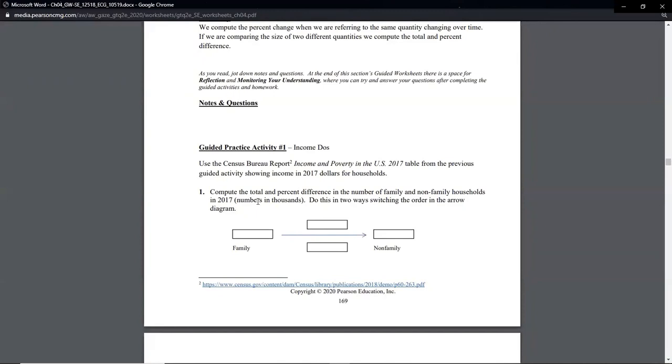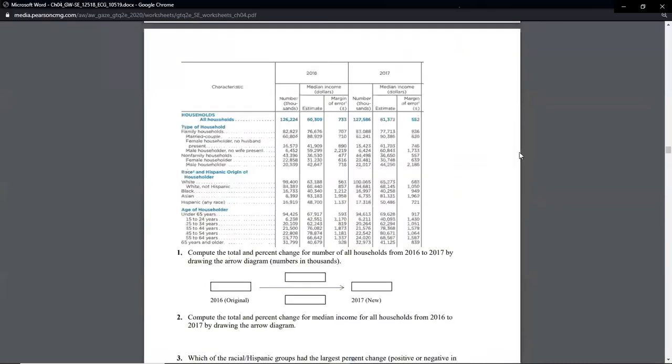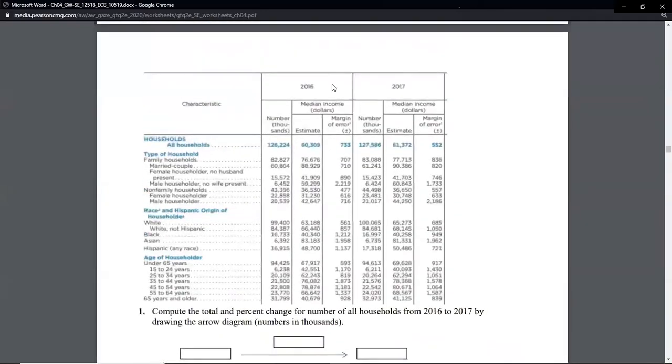So if you go back to your table, the family and non-family numbers for 2017. So we're not using 2016 at all. We're not using any of these columns. We're just using 2017, and we're comparing family and non-family. So family households, 83,000. See, I'm not just using the married. I'm not just using the female leader. I'm not just using the male leader. I'm using all of them, all the family numbers. So that's the 83,000 number.